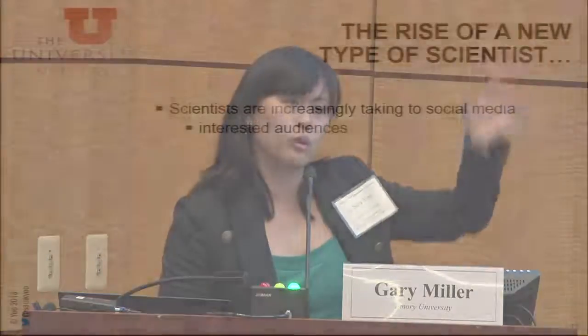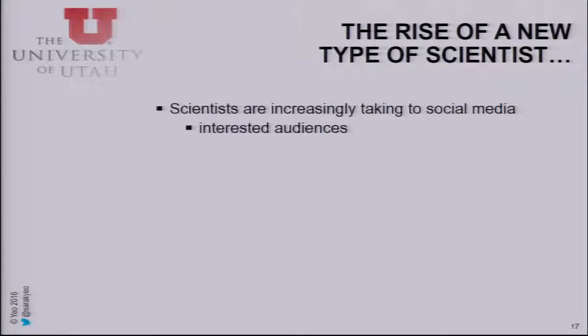So in this online environment, we see that scientists are increasingly taking to social media to communicate. So now we don't have the traditional model of experts talking to journalists, who then are the gatekeepers for information to publics. Instead, we have scientists who are going online and communicating their work, and that's because they perceive that there is an interested audience, and they're not wrong. 67% of Americans go online for this information.